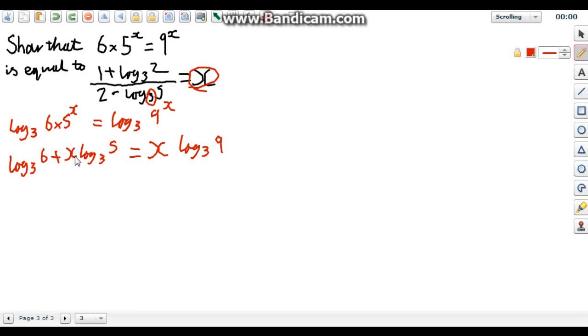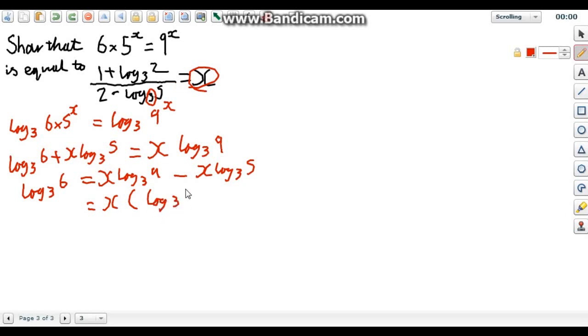So I would subtract x log 3 to the 5 from both sides. So I get log 3 to the 6 is equal to x log 3 to the 9 minus x log 3 to the 5. So now I've got all the x's on one side and all the things that don't have an x in them on the other. I can factorise this and get my x on its own, which is getting me a lot closer to getting the right answer. So that would get me x lots of log 3 to the 9 minus log 3 to the 5.